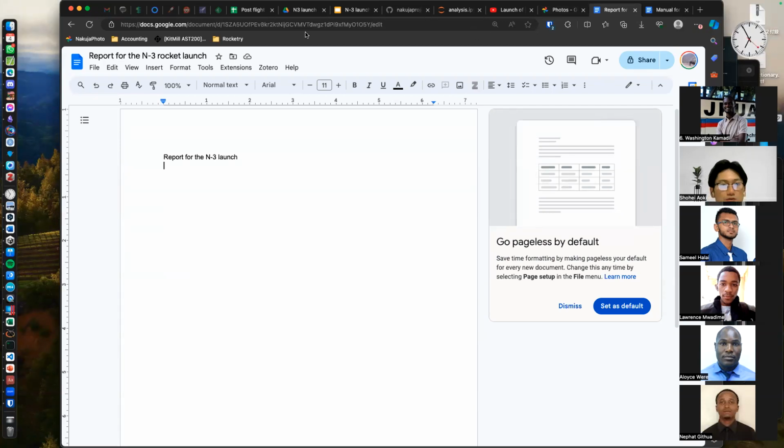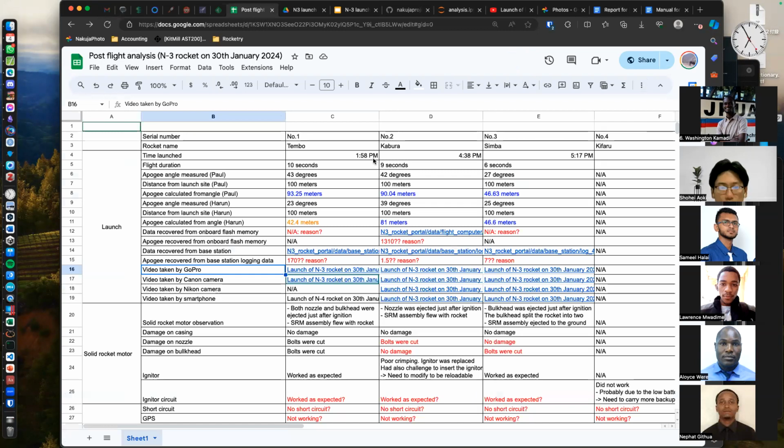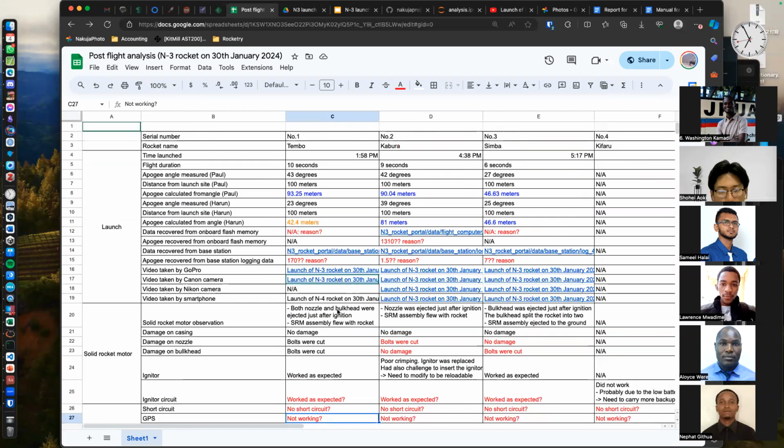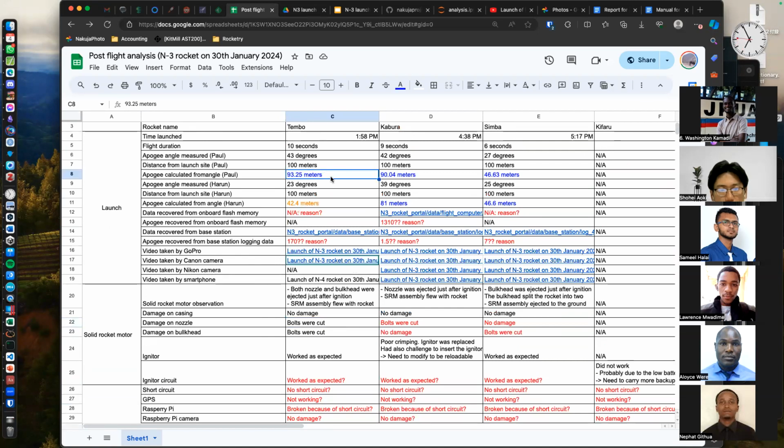Then I just want to quickly go through. We may not have much time for exhausting, but I want to request all the members to visit this Excel sheet and fill in the necessary information. I have listed some of the information. For example, I have asked Paul and Harun to input the information. This is a measurement value.